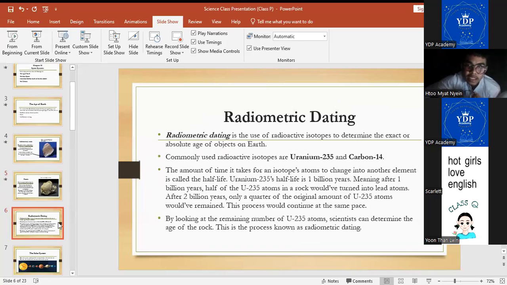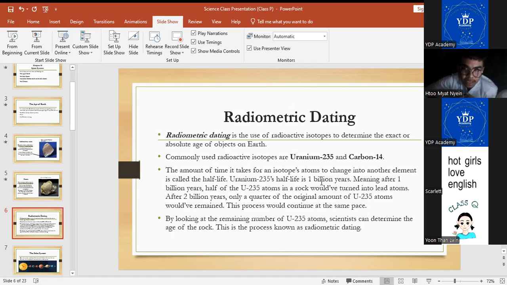The next one is radiometric dating. Radiometric dating is the use of radioactive isotopes to determine the exact or absolute age of objects on the Earth. Commonly used radioactive isotopes are uranium-235 and carbon-14. I hope that's how I pronounce it. The amount of time it takes for an isotope's atoms to change into another element is called the half-life.